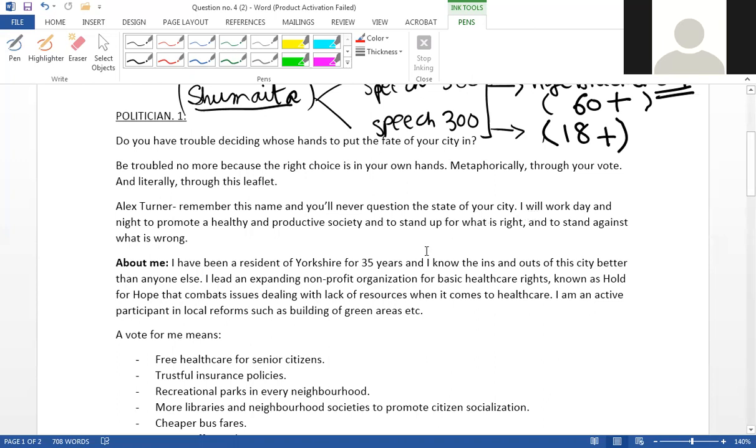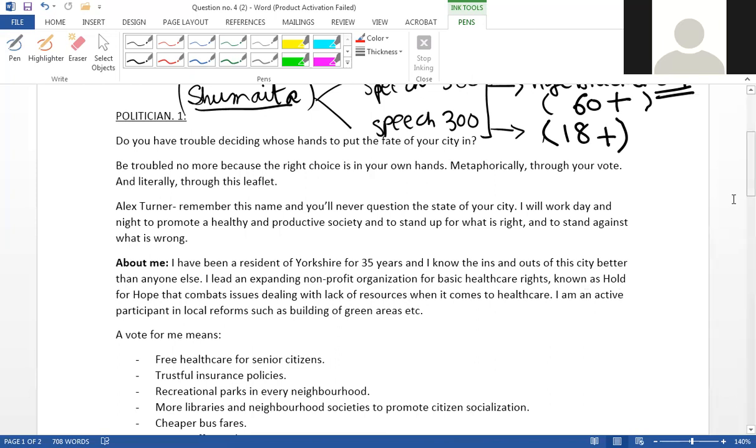I will work day and night to promote a healthy and productive society, and to stand up for what is right and to stand against what is wrong. About me, I have been a resident of Yorkshire for 35 years, and I know the ins and outs of this city better than anyone else. This is called the ultimate exaggeration. I lead an expanding nonprofit organization for basic healthcare rights known as Hold for Hope, that combats issues dealing with lack of resources when it comes to healthcare. I am an active participant in local reforms such as building of green areas, etc. Now, this point turns out to be a bit vague, but overall, it's a good start.